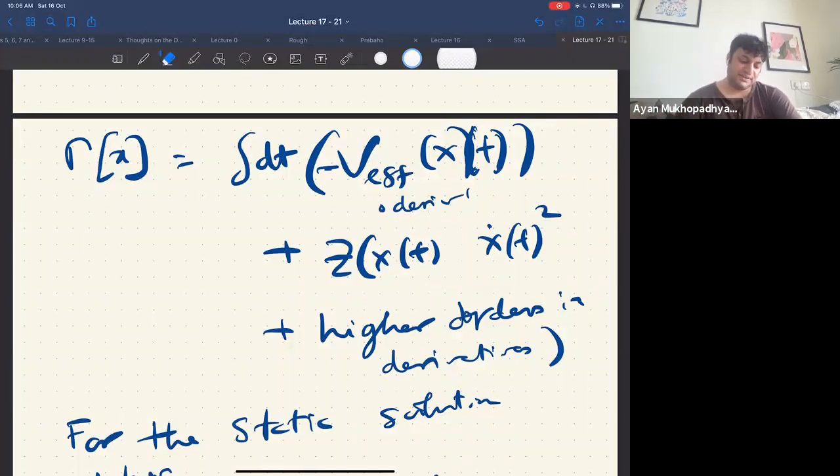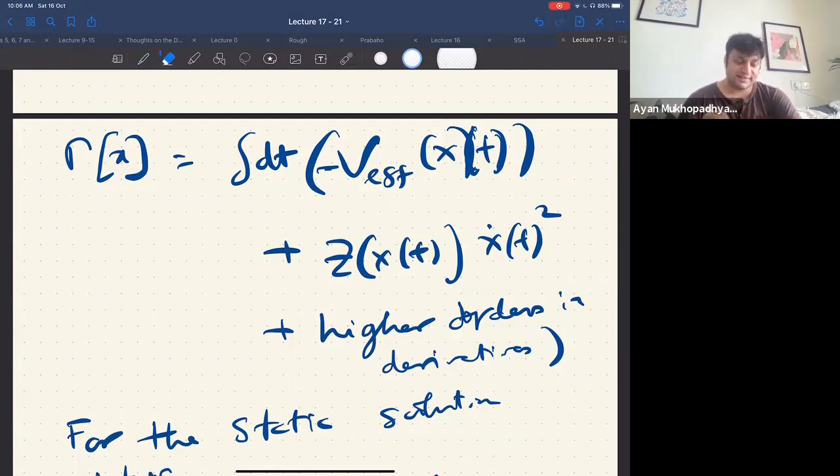And similarly, this object z of xt will also have, in the classical limit, simply 1 over 2m, and then there will be corrections to 1 over 2m, like 1 loop correction, 2 loop corrections, and so on and so forth.